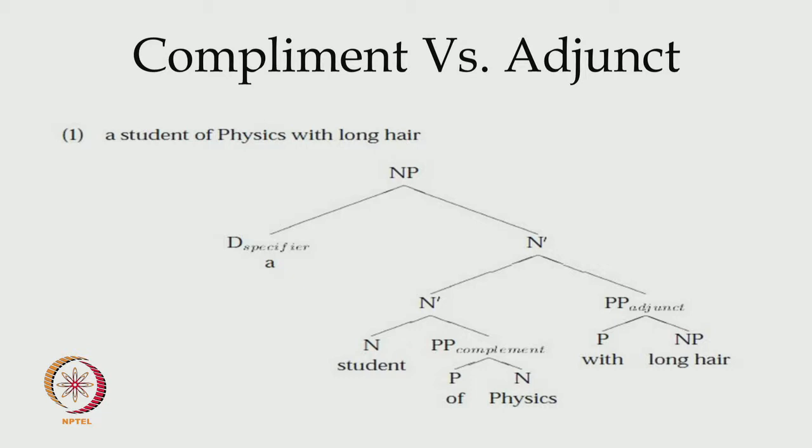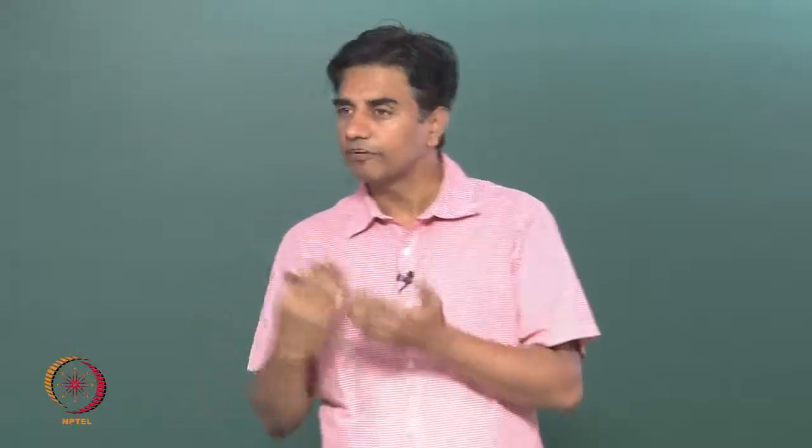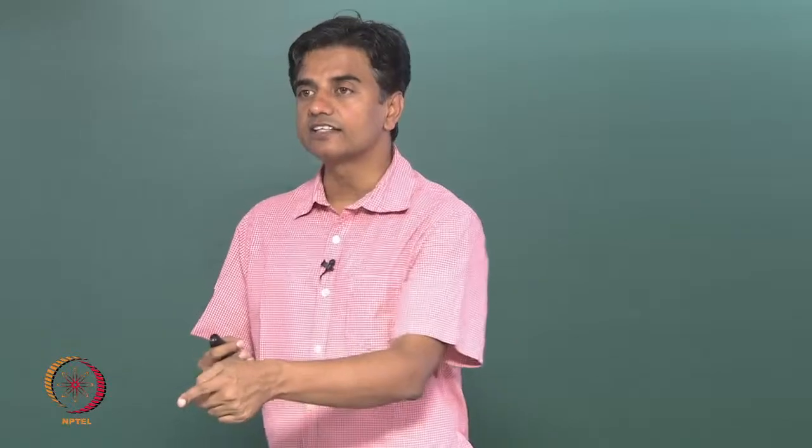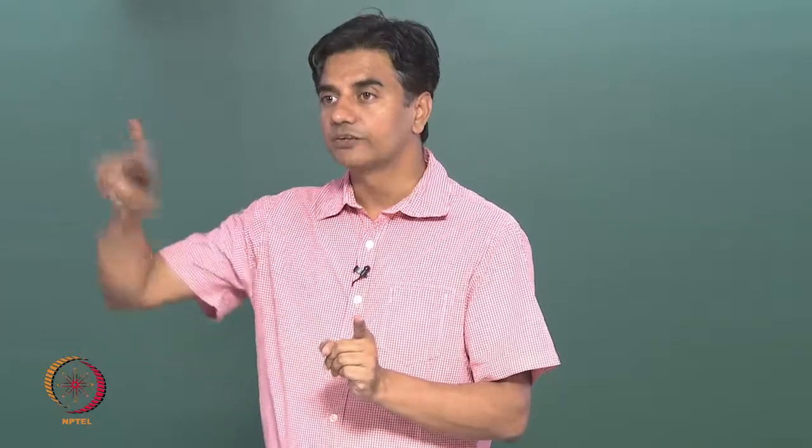Now, at this point, I want you to keep in mind that all the structural notations that we have discussed so far, none of the phrases you have seen violating such notations. That is, these are not redundant, these are not arbitrarily decided. It's never going to happen that an adjunct is going to be arbitrarily adjoined to something else. This adjunct, in the whole phrase, a student of physics with long hair. If the PP with long hair is an adjunct, this adjunct is not going to be adjoined anywhere else, such as VP or something else.